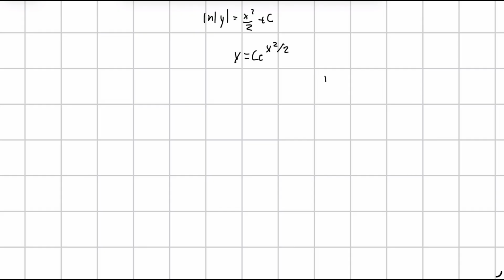So then using the fact that y of 0 is equal to 3, then we can just write that 3 is equal to ce to the power of 0. So then if you do so, then we get that c is equal to 3, and you get y is equal to 3e to the power of x squared divided by 2.